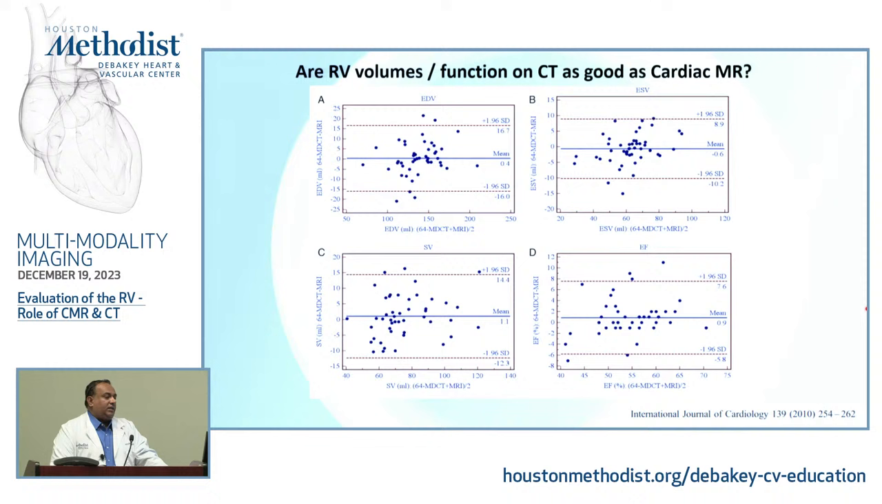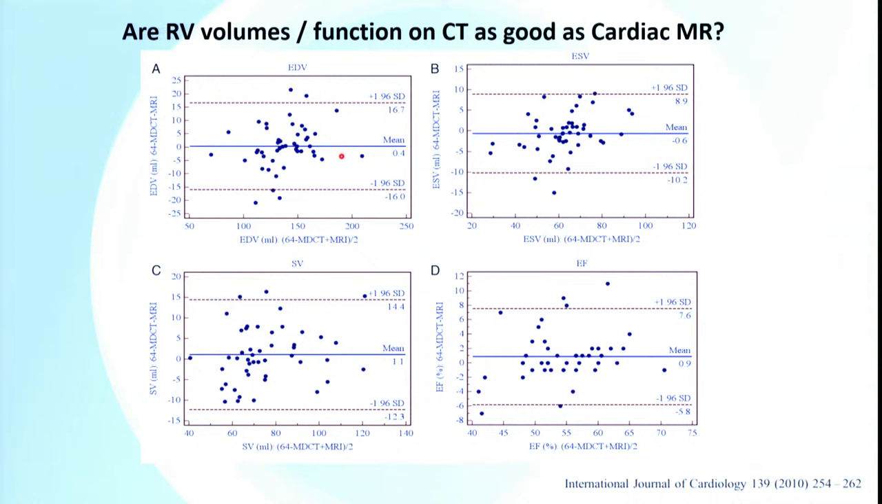To look at the intra-observer and inter-observer variability, here is the analysis with the Bland-Altman plots. So just to recap, the solid line represents the mean difference between the two modalities. And the dotted lines are the 95% confidence interval, so you want most of the dots falling between the 95% confidence intervals, which is what they saw for all these four parameters, indicating good correlation between CT and MRI.